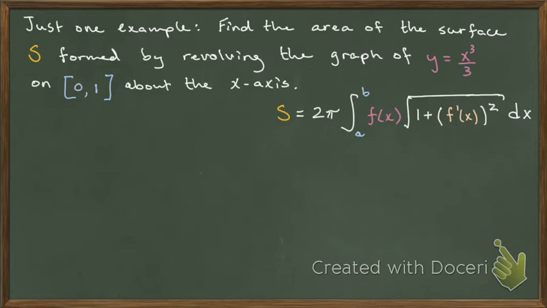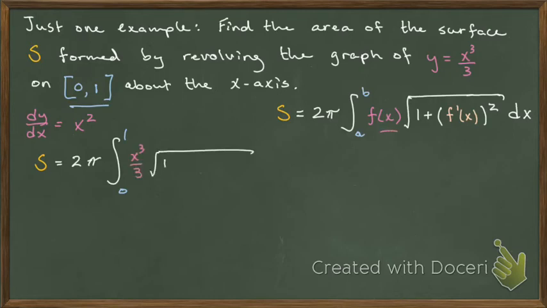I need f of x and f prime of x, if you notice in my formula there. So I take my derivative to get f prime. My function is y equals x cubed over 3, and I take a quick derivative and get x squared. So then my surface area is 2 pi times the integral. My bounds are given as 0 and 1. I need my function in here. That was my radius from before. My function is just x cubed over 3.